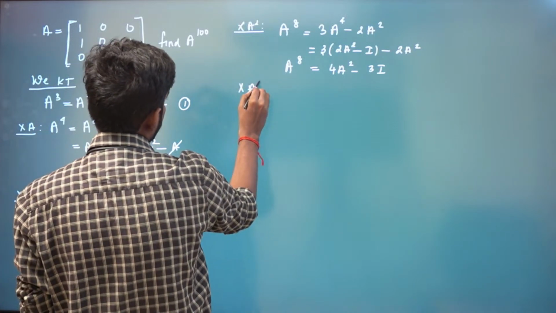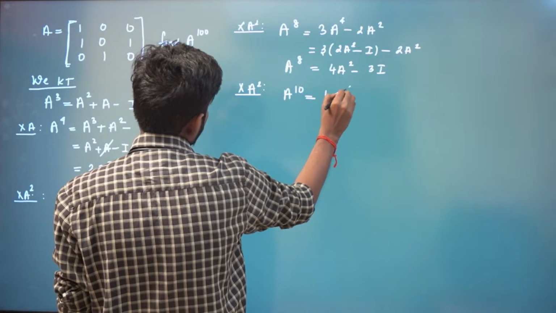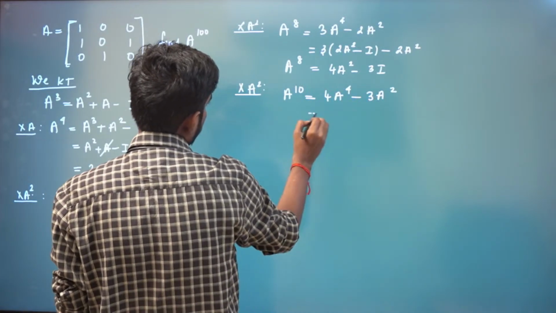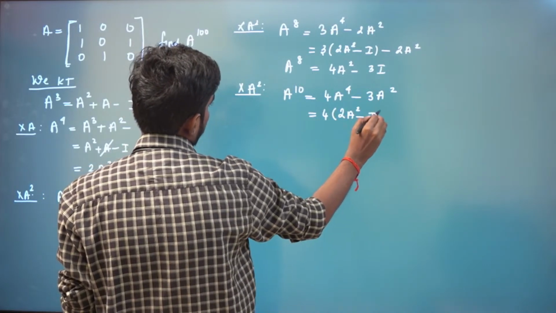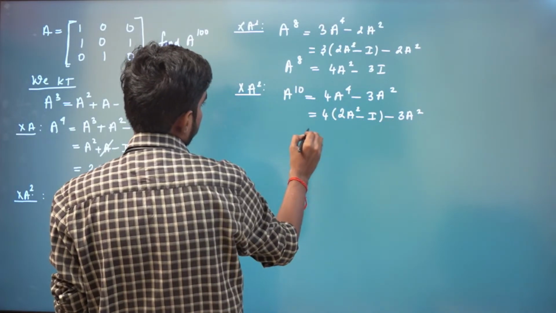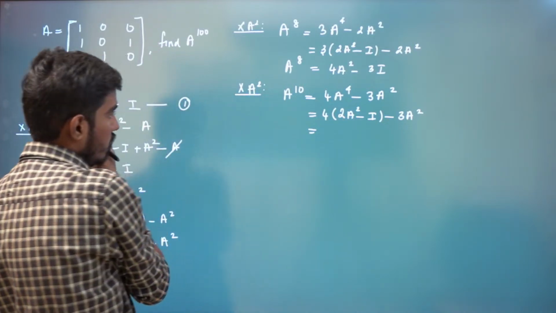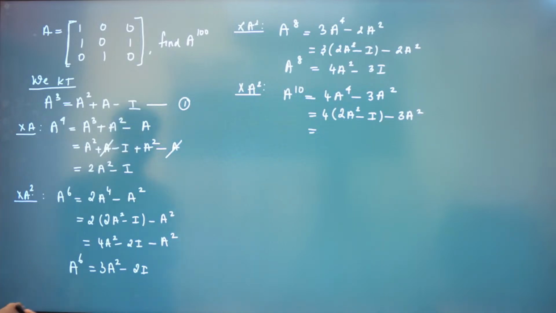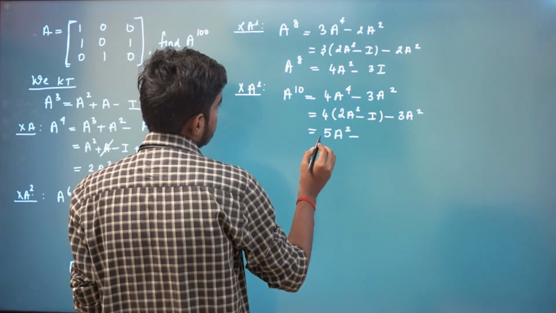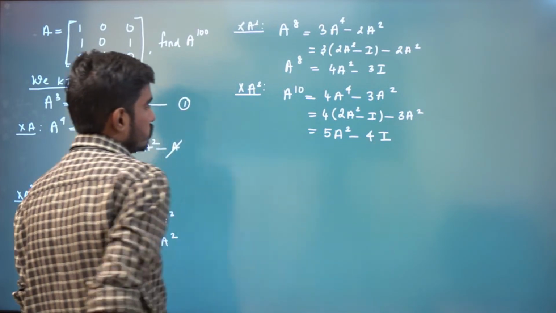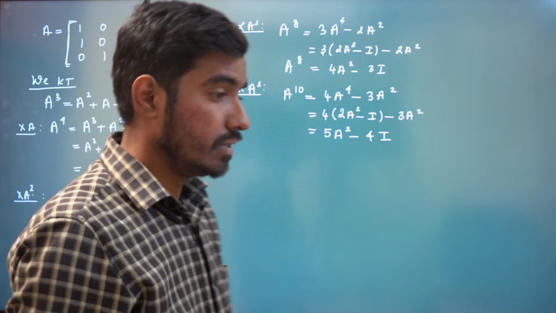We'll multiply A square again and try to find some pattern. So A power 10 is 4A power 4 minus 3A square. Again, what is A power 4? 2A square minus I. So 8A square minus 4I minus 3A square. So 5A square minus 4I.